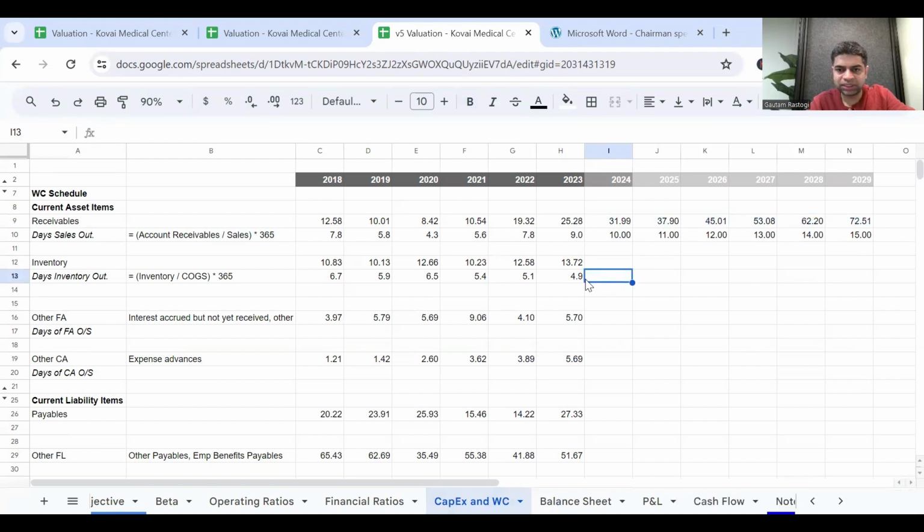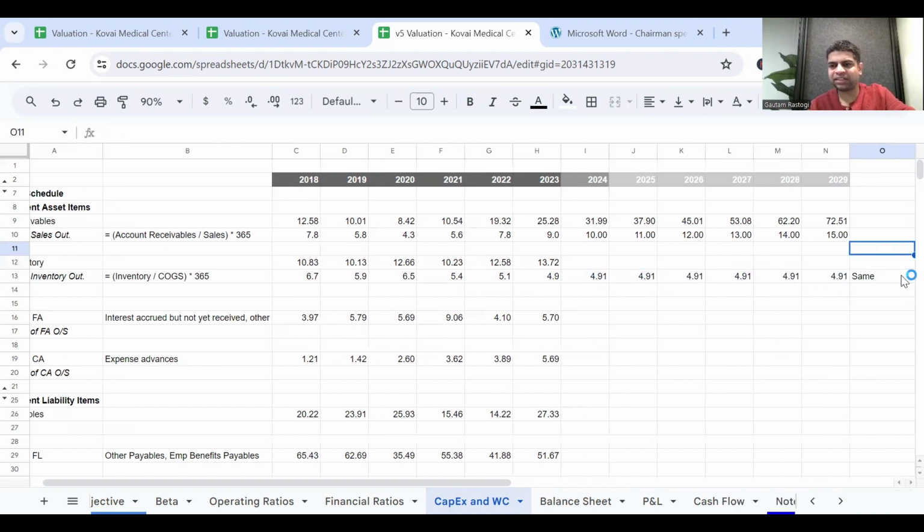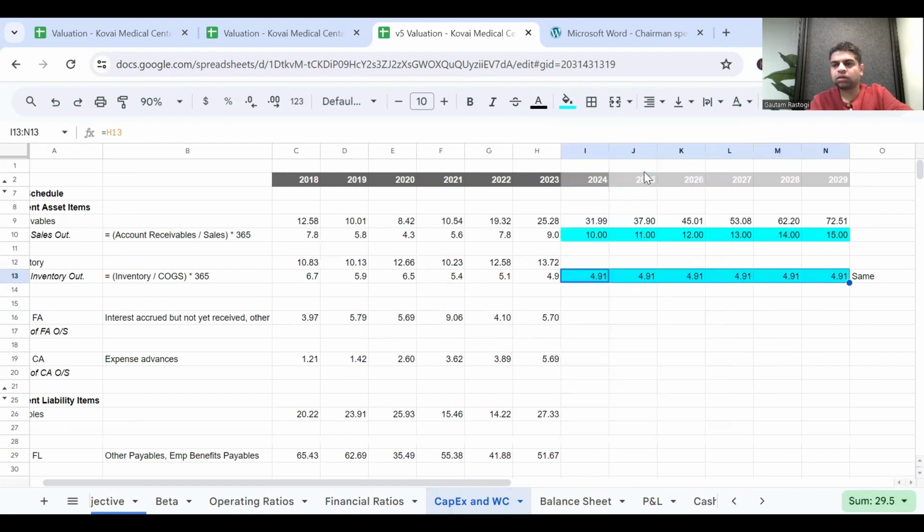Now let's do the same with inventory. So inventory is around 4.9. Let's assume we have the same inventory in the future years as well. So this we are assuming the same. And by the way, it's always a good practice to put assumptions in a different color. When you're looking at a sheet, you can always pinpoint them and change them if required.